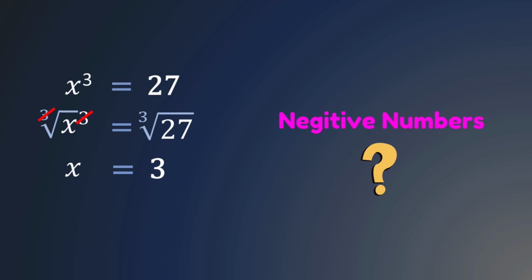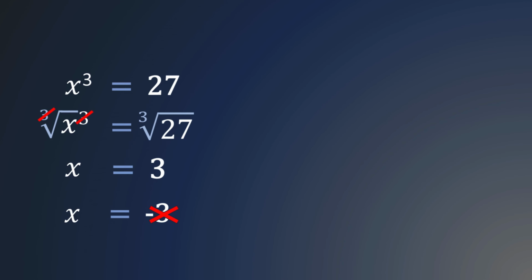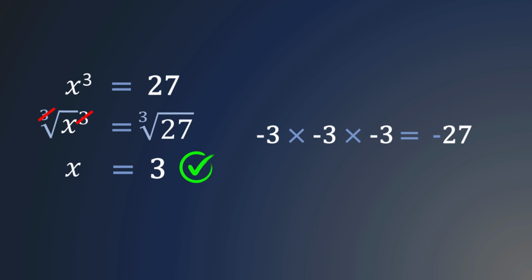But what about negative numbers? Is x equals negative 3 also a valid solution to this equation? Nope. And here's the reason. If you multiply negative 3 times negative 3 times negative 3, the answer would be negative 27. So the cube root of 27 is 3, but not negative 3. In this case, there's only one solution.